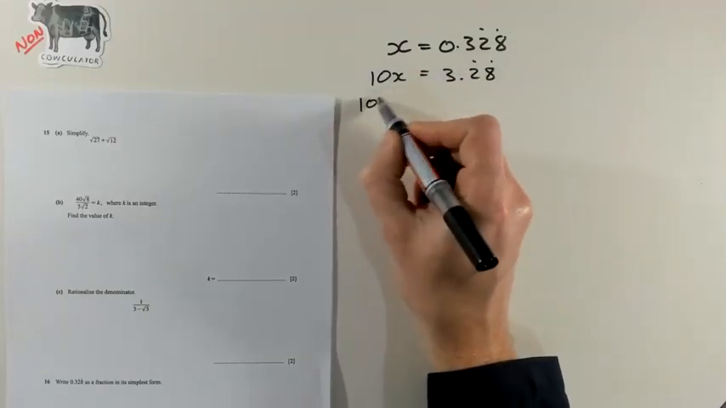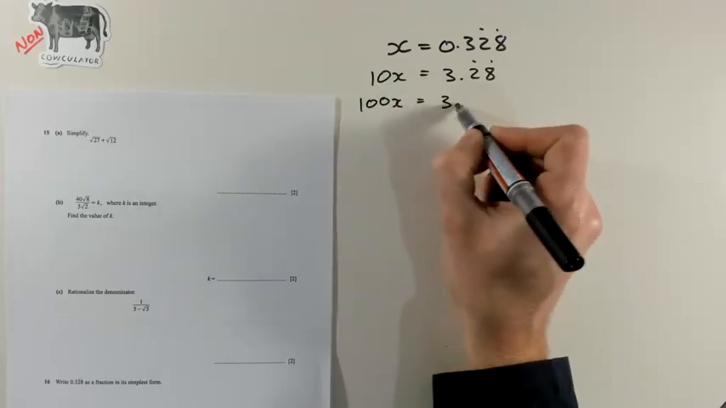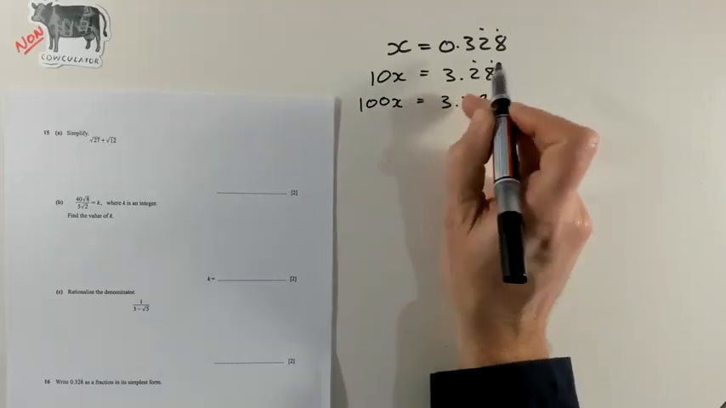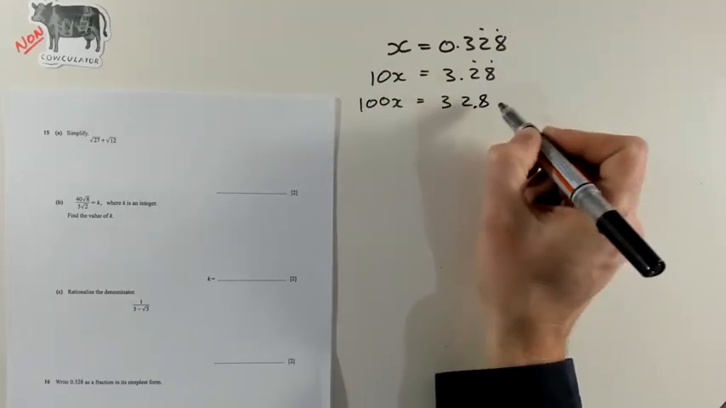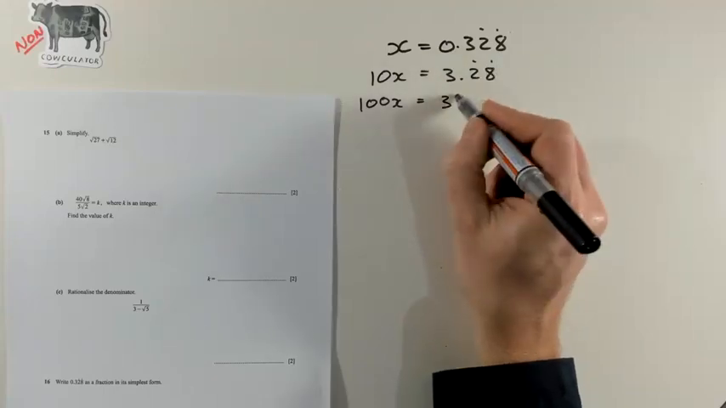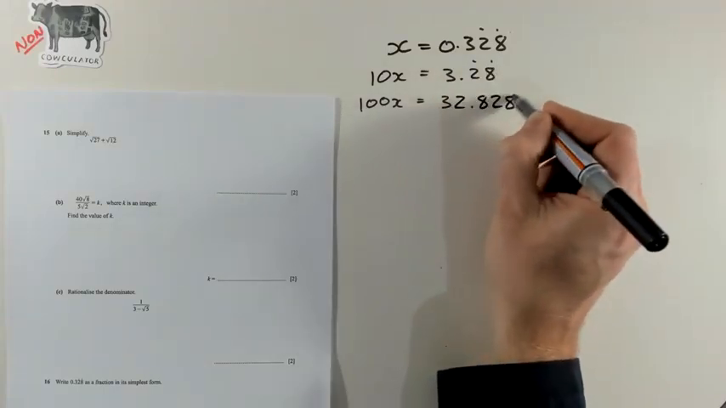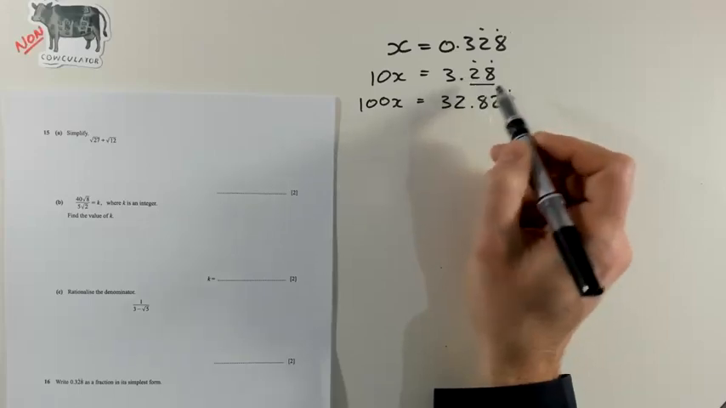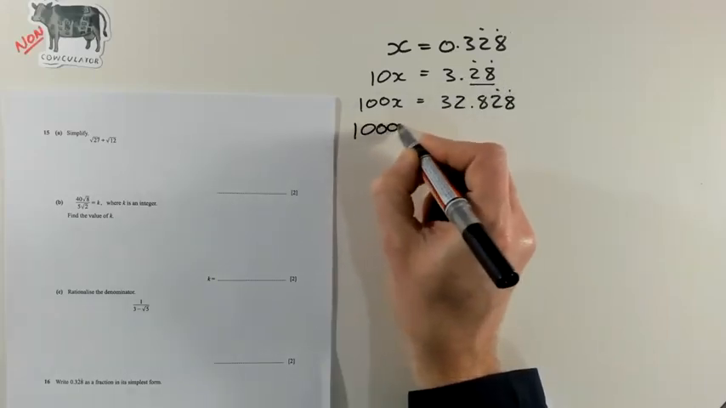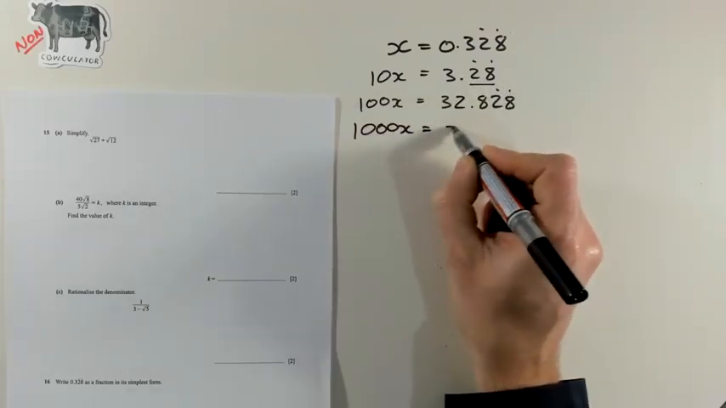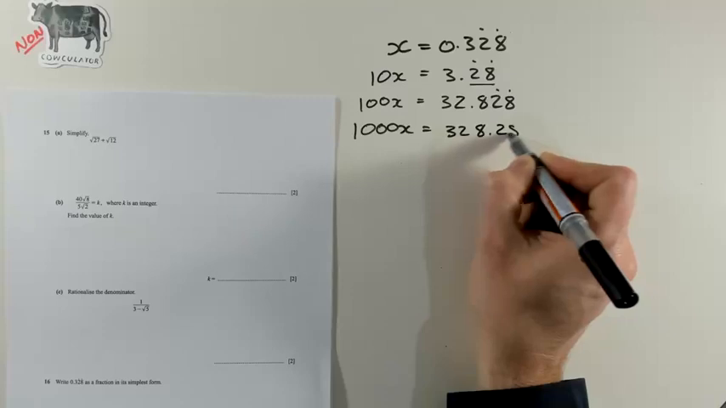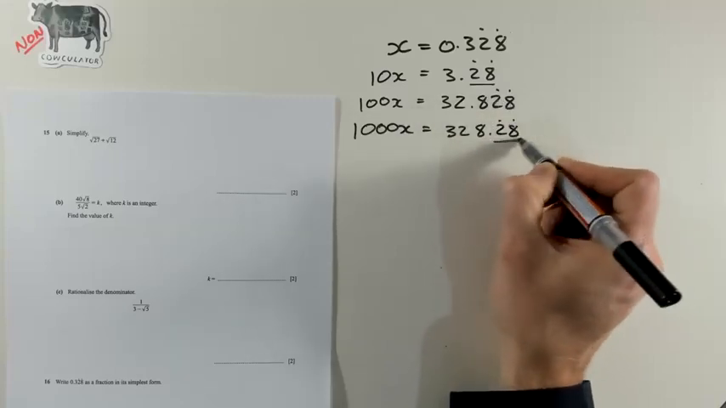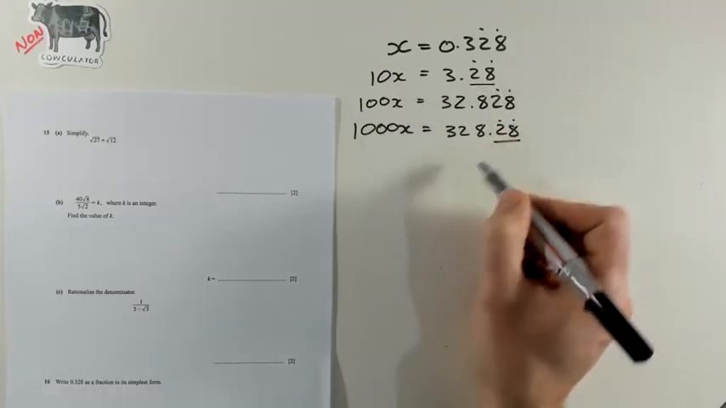I know the 100x won't work, but I'll just write it anyway. So 32.8. Let me just write that better. Sorry, 32.828, so the 2 and 8 are trailing there. They're not lining up yet. I need something to line up with that. So 1000x would work. So 328.28 recurring. So now I can see those trailing bits are going to be fine.